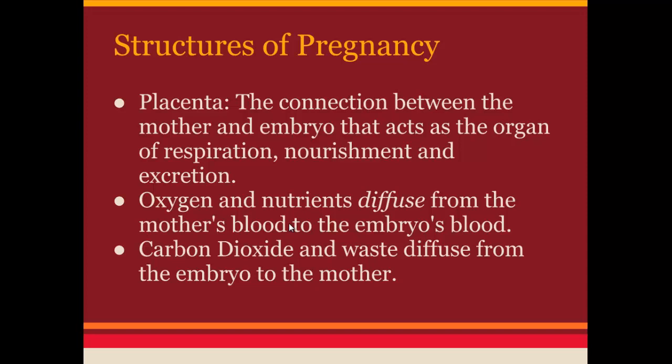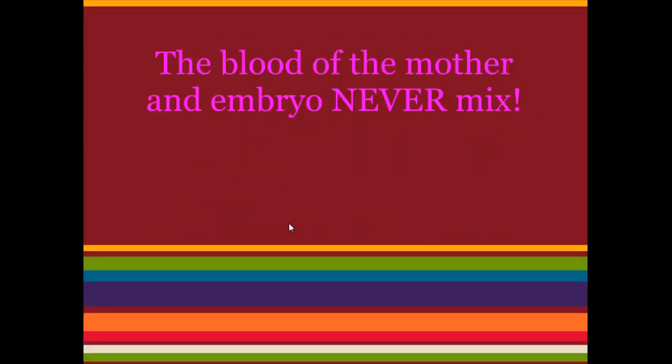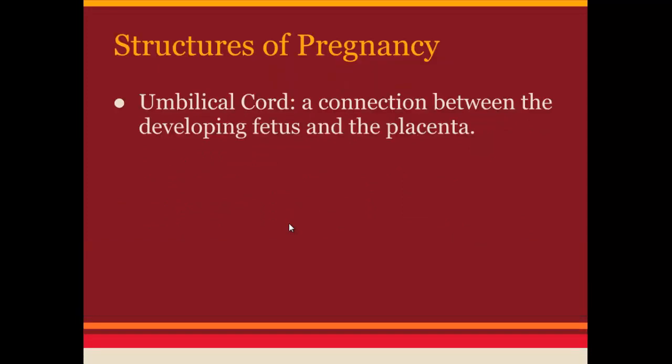So what we're saying here is that the placenta is obviously really important. This is the organ that allows the baby to have food and to get rid of waste. But the way it happens is through diffusion. What's important to remember is that the blood of the mother and the embryo never ever mix during pregnancy. Rather, we have an umbilical cord, which is a connection between the developing fetus and the placenta. This cord comes out of the baby's belly button. And what basically happens is that it is filled with arteries and veins, and nutrients from the mother and the baby will diffuse across these arteries and veins.